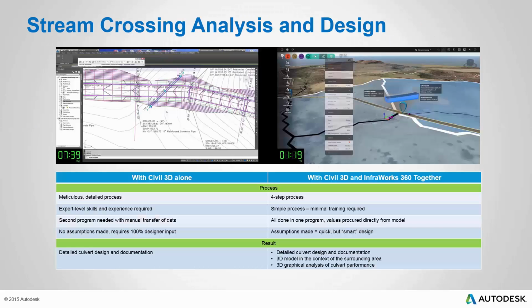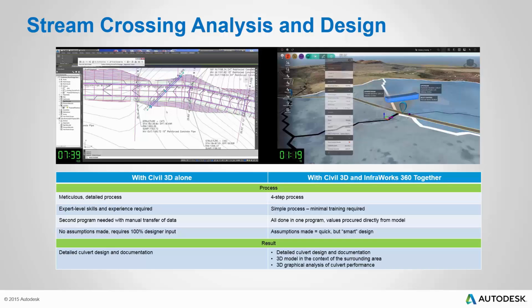So if we compare the two procedures, one with Civil 3D alone and the other with Civil 3D and InfraWorks 360 together, the story is pretty compelling. With Civil 3D alone, it's a meticulous, detailed process. It's because you're using software that's designed for detailed design. Whereas in InfraWorks 360, it's a 4-step process. It only takes a little over a minute in our example, whereas in Civil 3D it took nearly 8 minutes.